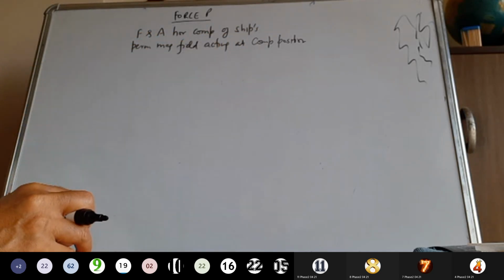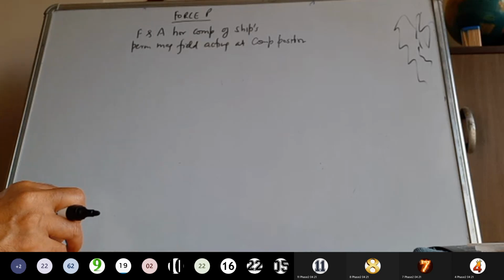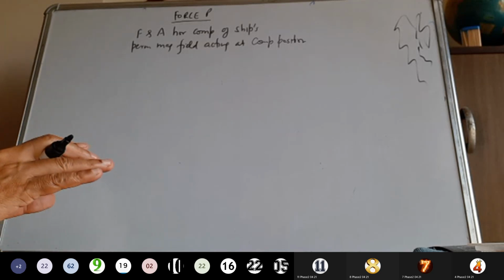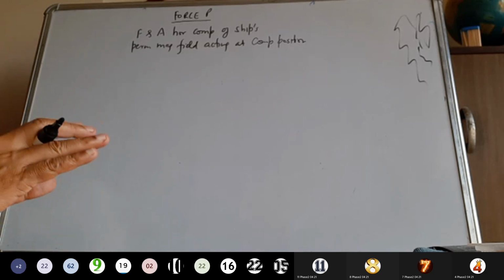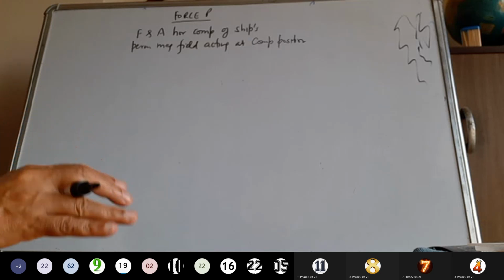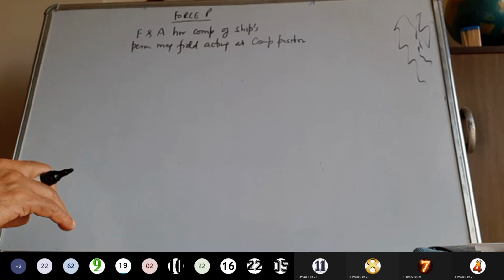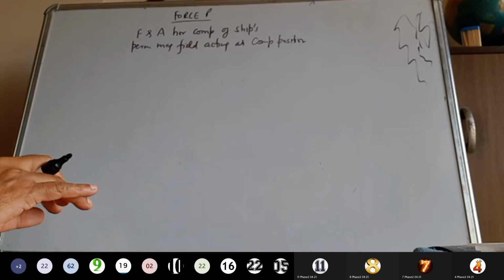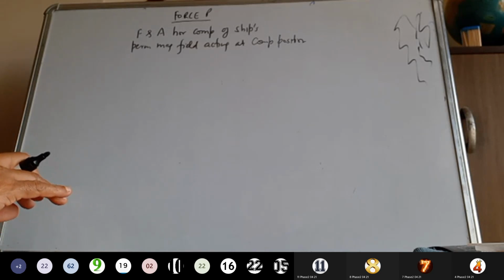So there are only two possible directions of P. Either it is acting towards forward or it is acting towards aft. If a ship is having force P acting towards forward, it will remain so throughout the life of the vessel. If the vessel is having force P acting towards aft, it will have force P acting towards aft throughout the life of the ship.